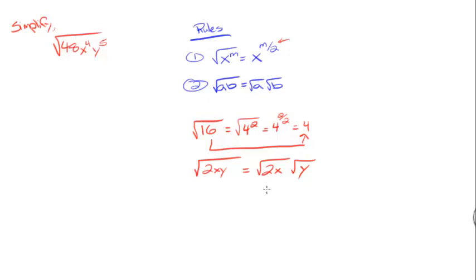Another way of doing that, if we could split that up however we'd want to, just for an example, we could have split that up to be the square root of 2 times the square root of xy, however we'd like to. So to take the square root, we divide exponents by 2. Number 2, we split up radicals based on multiplication.